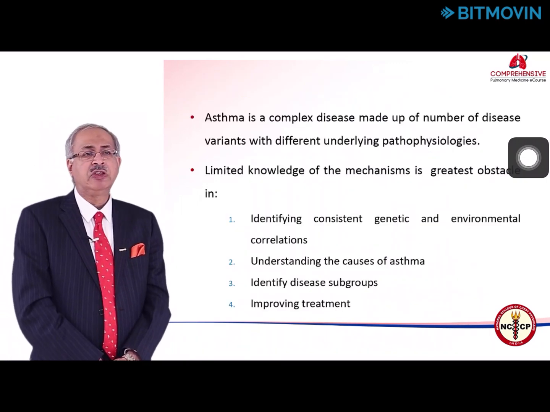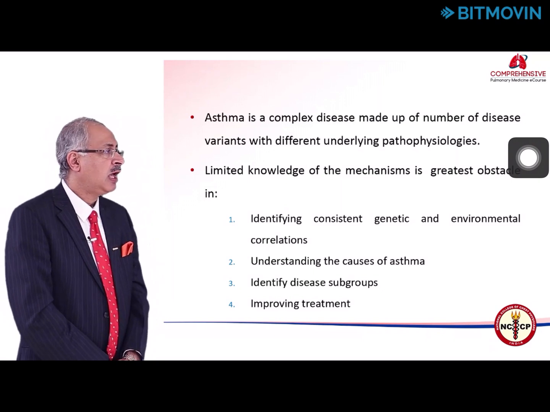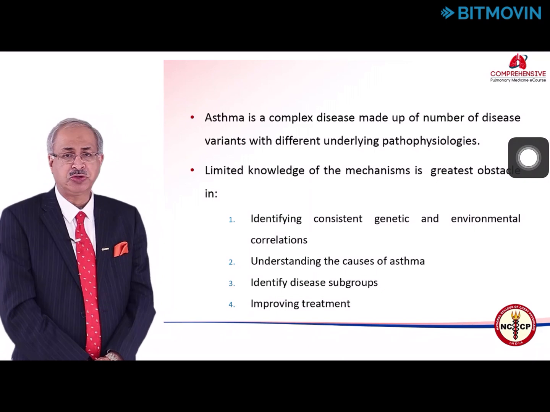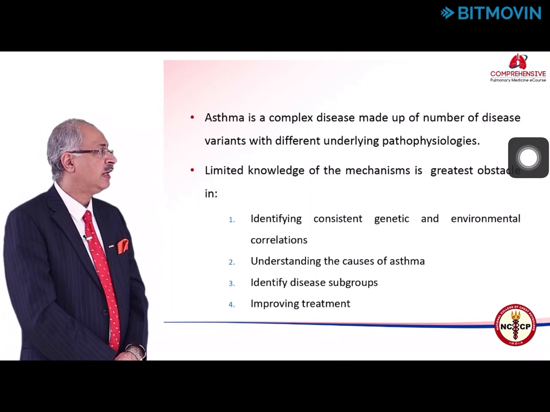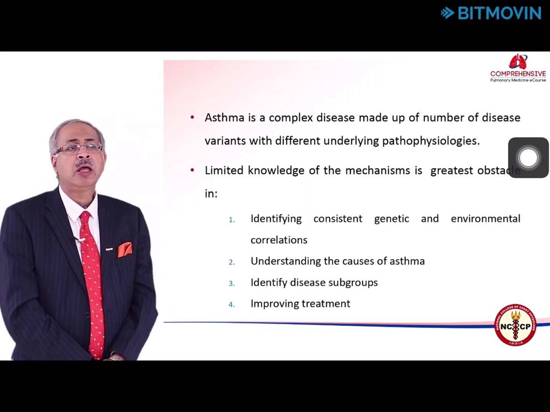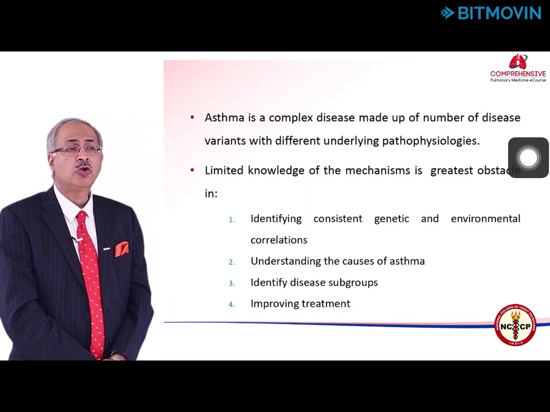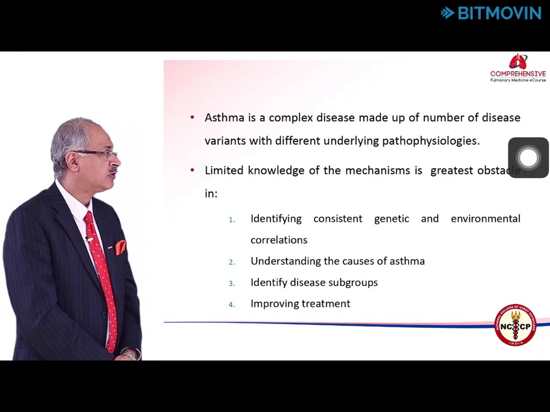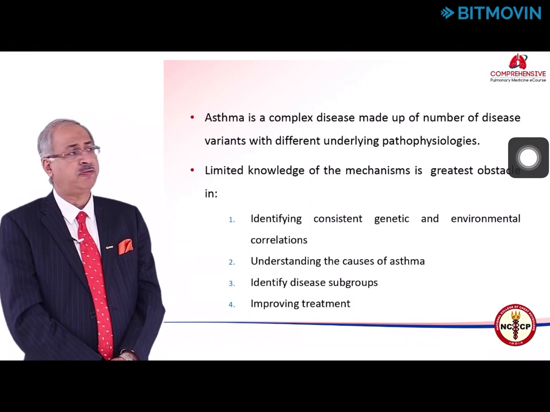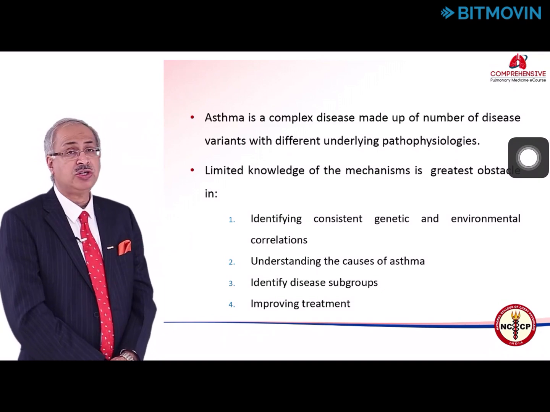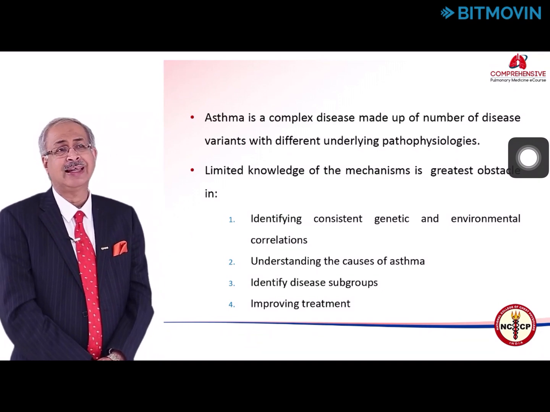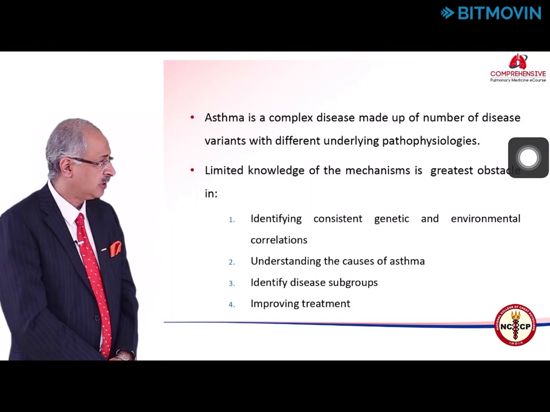Therefore, now you will agree with me that it is a complex disease, and as a result of variability in pathogenesis and predisposition, we are finding disease variants with different underlying pathophysiologies. The endpoint is the same, but the factors which lead to this could be different. Limited knowledge of this mechanism is a great obstacle in identifying the consistent genetic and environmental correlation, so that we can act at that level and prevent the onset of asthma.